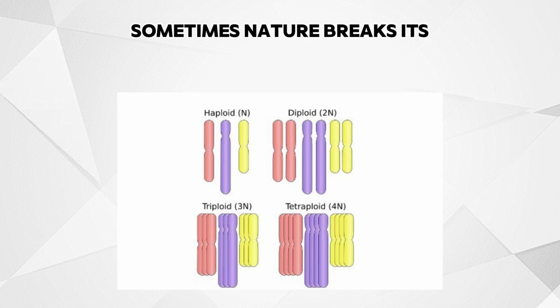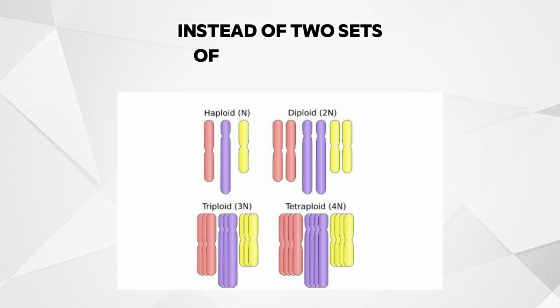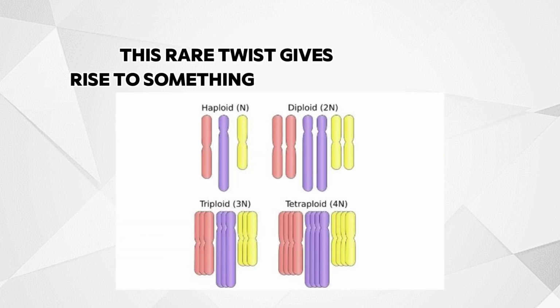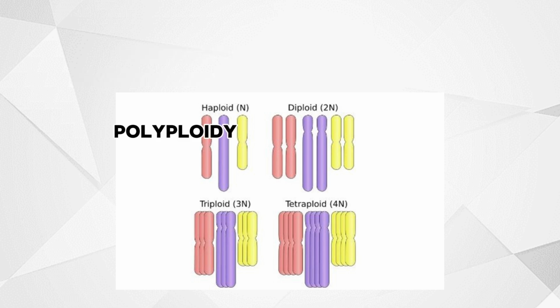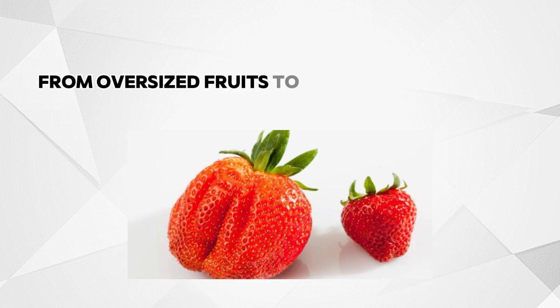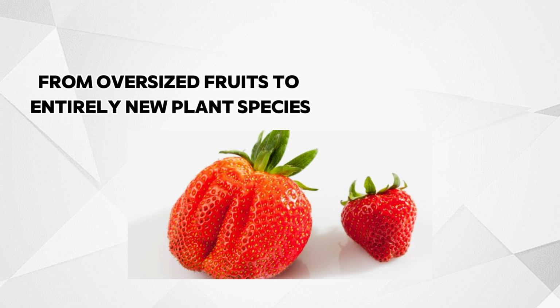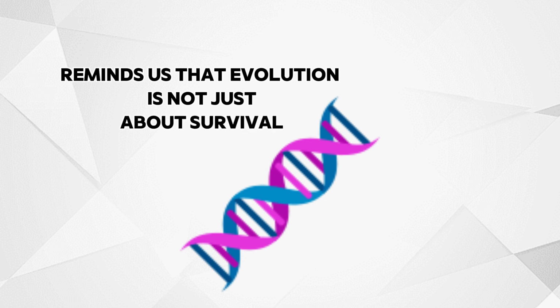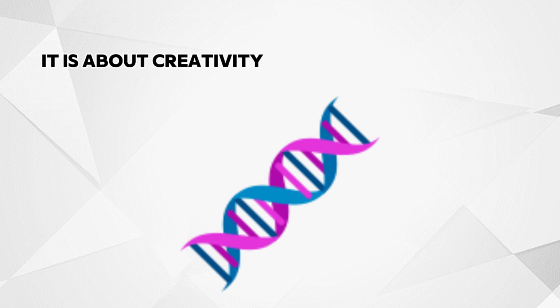Sometimes nature breaks its own rules. Instead of two sets of chromosomes, a cell ends up with three, four, or even more. This rare twist gives rise to something remarkable, polyploidy. From oversized fruits to entirely new plant species, polyploidy reminds us that evolution is not just about survival. It is about creativity written in DNA.